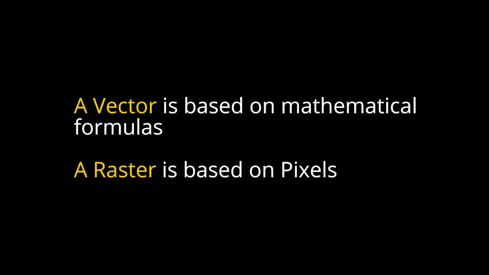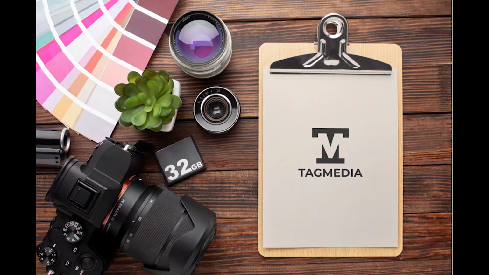What is the difference between a vector and a raster? Here is the difference. A vector is based on mathematical formulas, whilst a raster is based on pixels. The picture that you take with your camera is a raster because it's made up of tiny pixels. When you bought your camera, they might have said to you that your camera is 24 megapixels or 50 megapixels, which means the pictures you take with it contain 24 million pixels or consist of 50 million pixels.